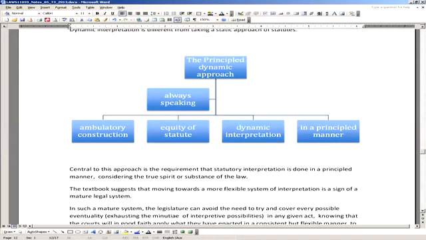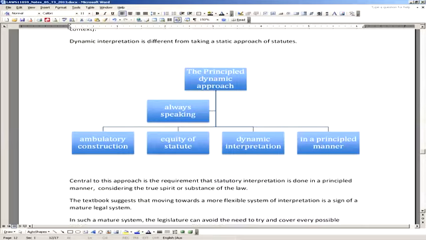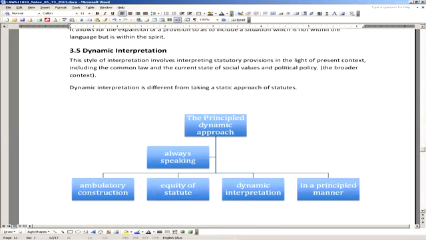Sorry, John, can you say that again? I said, so it's basically saying that the law is not static, it evolves. Exactly.